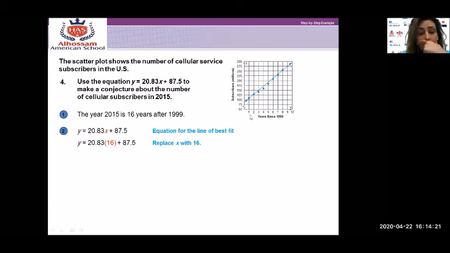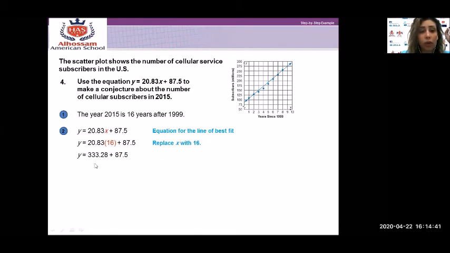Here the plot is starting from 1999, not from 2000. So it's from 1999. So it's 16, not 15. Okay, I thought it started from 2000. No, it starts here from 1999. So here I'm going to put 16, not 15.